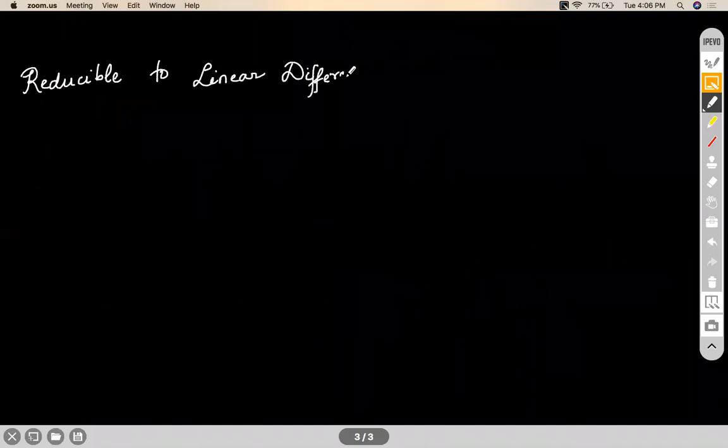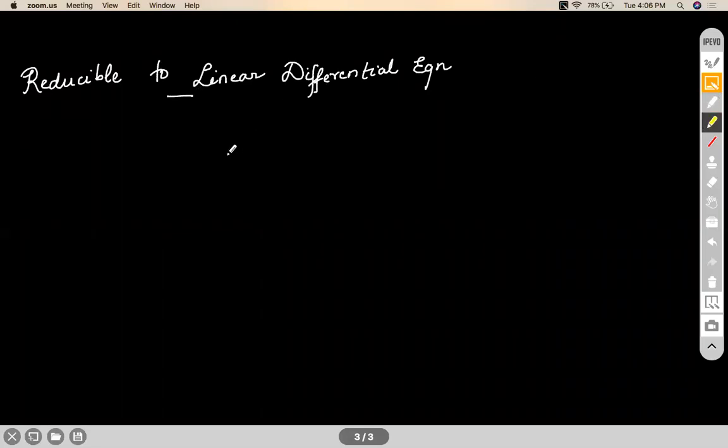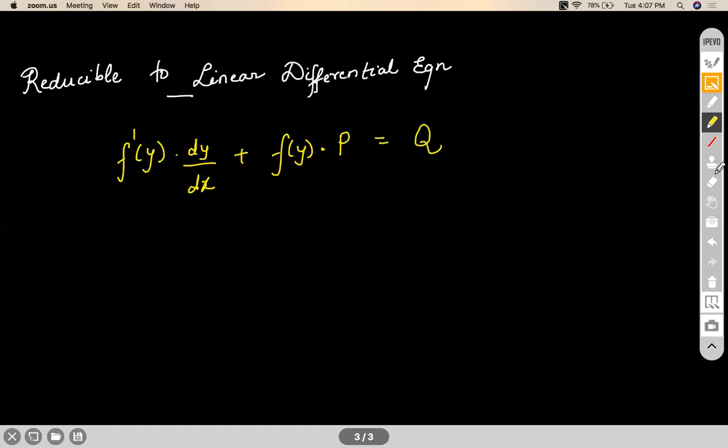Reducible to linear differential equation. Many a time you'll be given a differential equation whose look and feel would be something like this: f dash y dy by dx plus f y into P equal to Q. Now, in such cases, what do we do? We normally substitute f y as u.